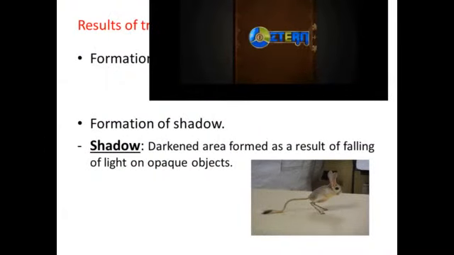There are many results of the traveling of light in straight lines, like the formation of images through narrow holes in a pinhole camera, and the formation of shadow. To know how images are formed through narrow holes, let's watch the following video.